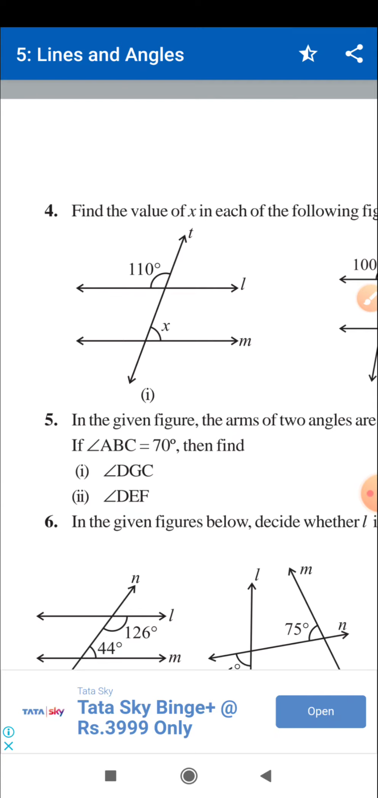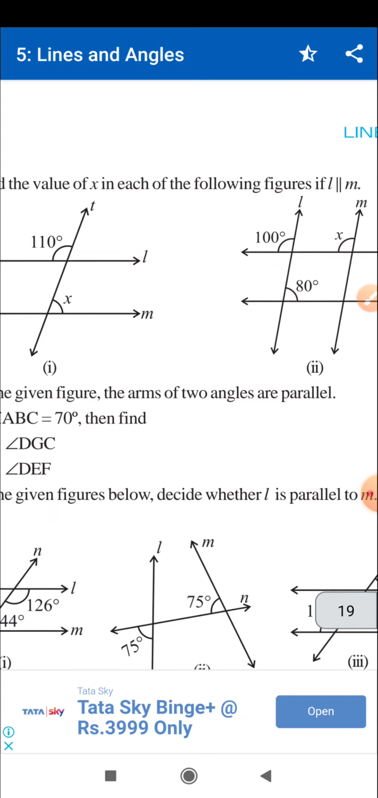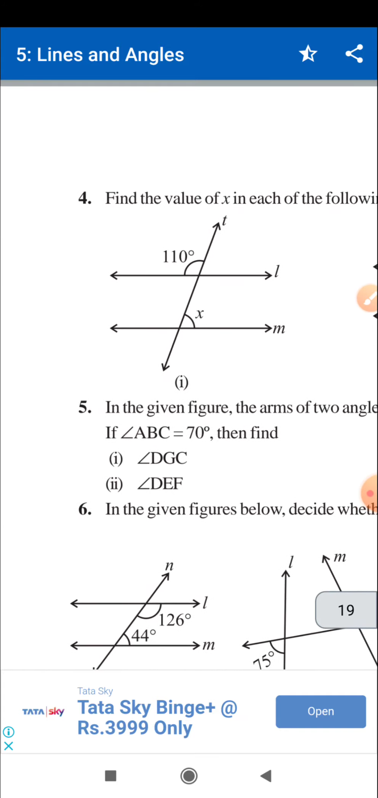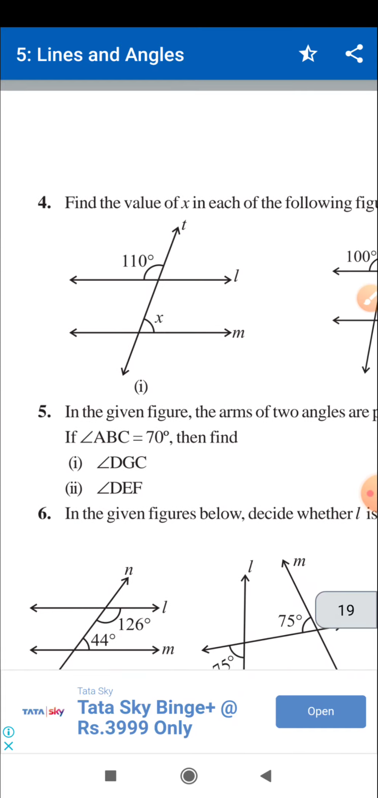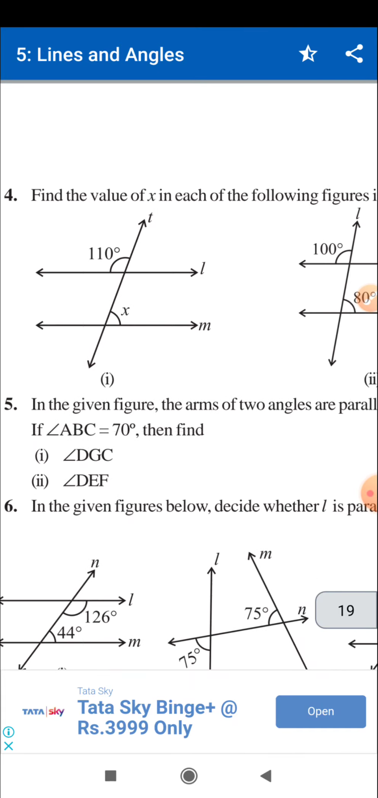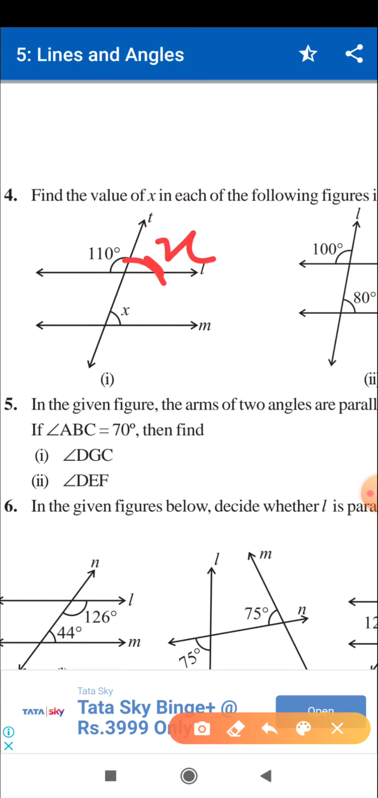Our next question is: find the value of x in each of the following figures if L is parallel to M. So here we have 110 degrees and x, and it is given in the question that L is parallel to M and we have to find out the value of x. For this, first we can see here that here is angle x and its corresponding angle is made here. So the value of this angle is also x, and 110 degrees and x make a linear pair.